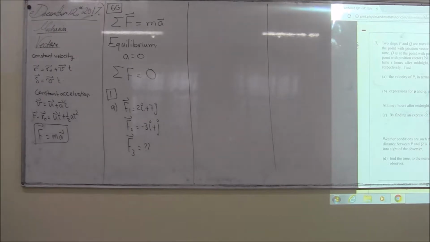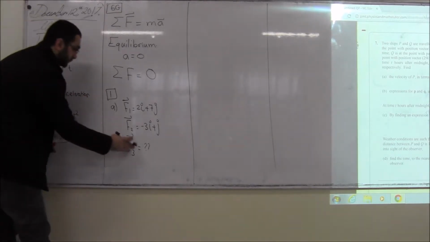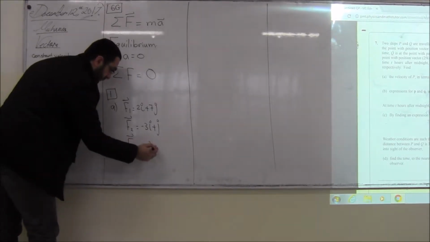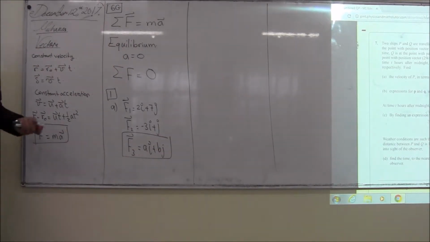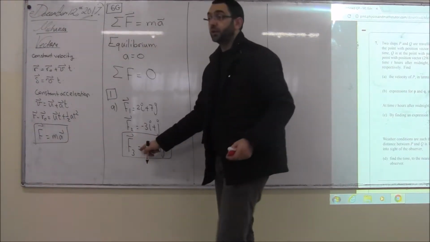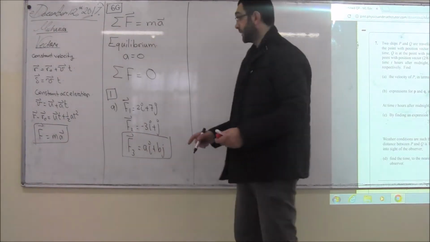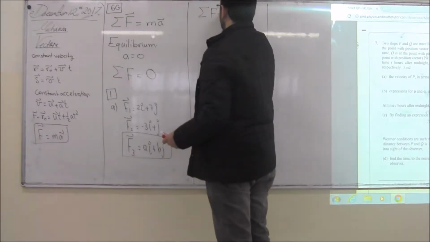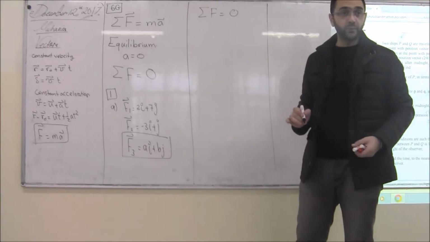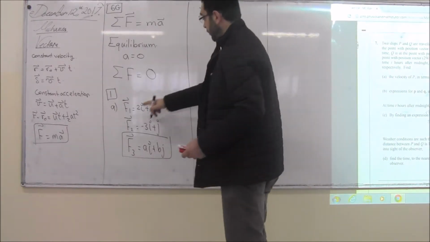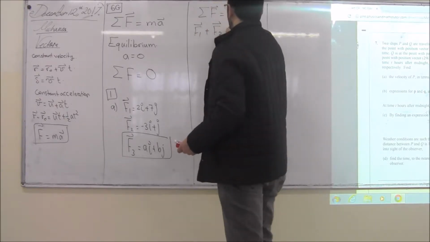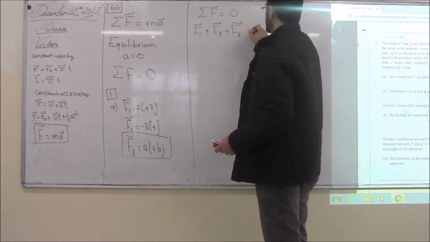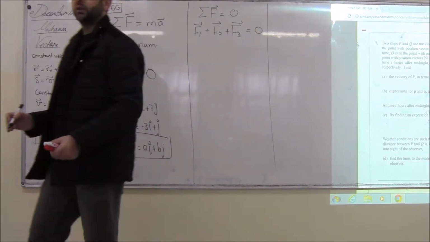Since they are in equilibrium, the sum of these forces should be 0. For any unknown vector, use any two variables, a i plus b j, to represent its component along i and along j. Since it's equilibrium, F1 plus F2 plus F3 equals 0, right? Any question?